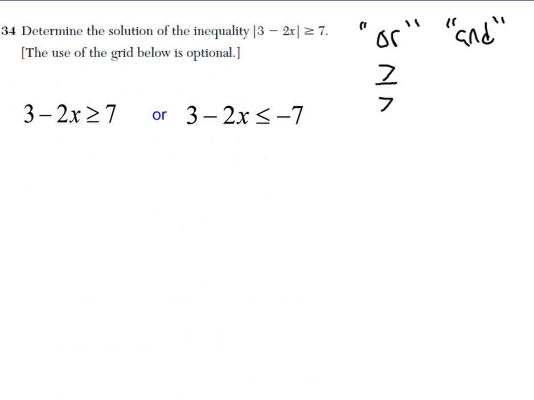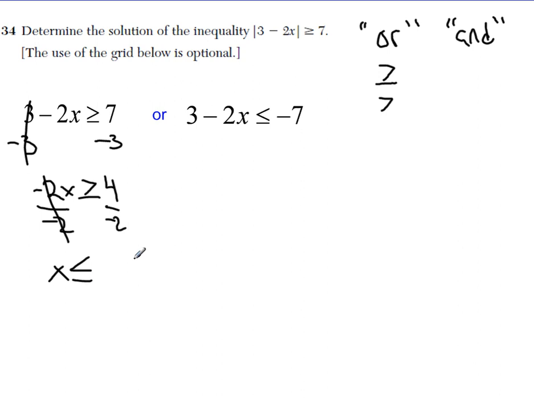So then you're going to go ahead and solve both of them. So minus 3, you get negative 2x is greater than or equal to 4. Divide both sides by negative 2. Now you know that when you divide both sides of an inequality by a negative number, you're going to have to flip the inequality sign. So you get x is less than or equal to negative 2.